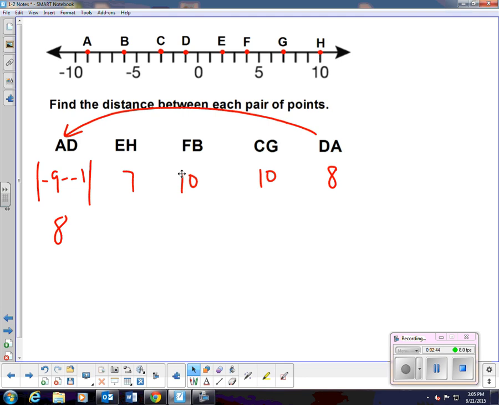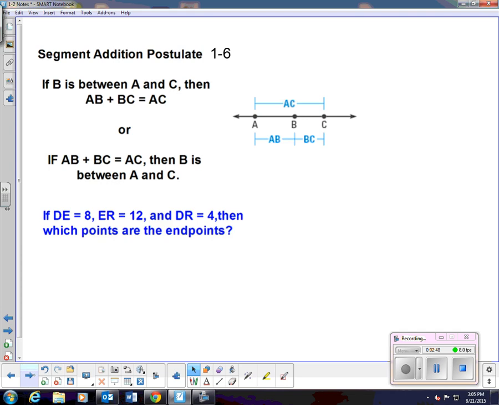Remember that these are all distances on a number line. They should all be positive no matter what. Okay, so Segment Addition Postulate 1-6 says if B is between A and C, then AB plus BC is equal to AC. Okay, and so you need to know that postulate, you need to know the words of it, and be able to state it in that form, because it's probably going to be a test question. So it is important that you have it down.